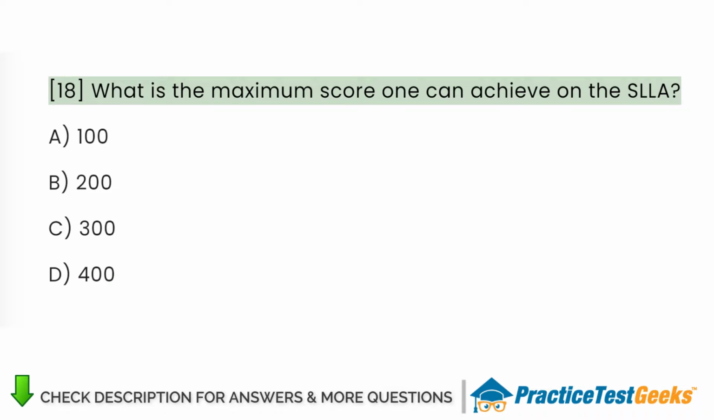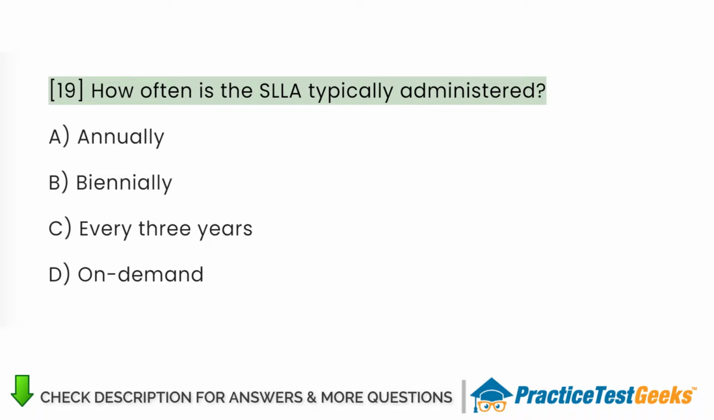What is the maximum score one can achieve on the SLLA? A. 100. B. 200. C. 300. D. 400. How often is the SLLA typically administered? A. Annually. B. Biennially. C. Every 3 years. D. On demand.